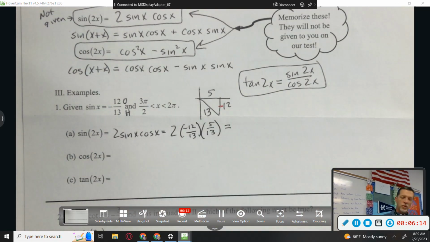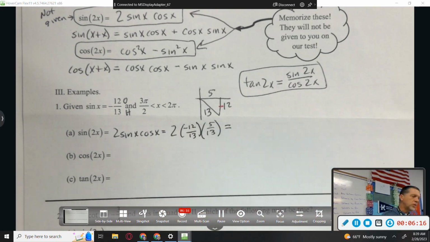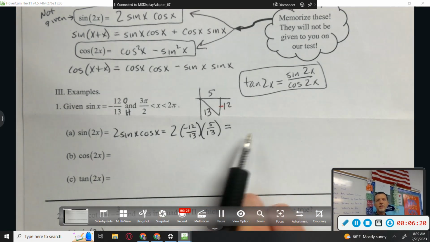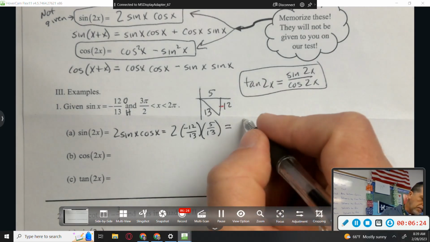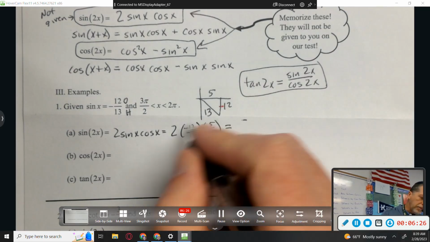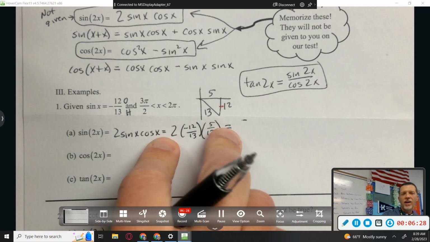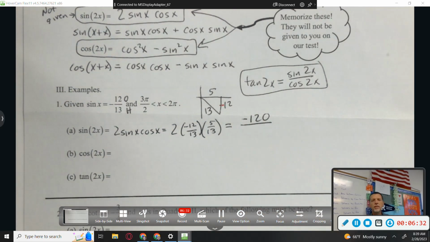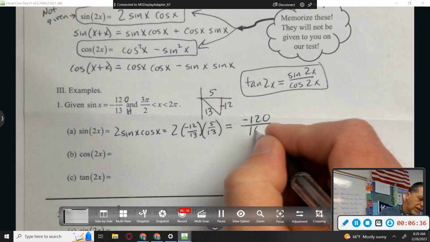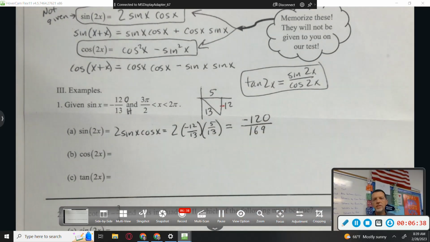And then a few people want to distribute the 2 to both of those. That's not how we multiply. We're just multiplying them all together. 2 times 12 times 5 would be... I'm going to go out of order because I like the 2 times 5 is 10. That makes the rest of the problem easy. Negative 120. And then 13 times 13 is 169. That's it.